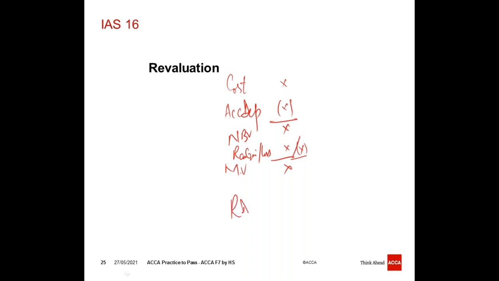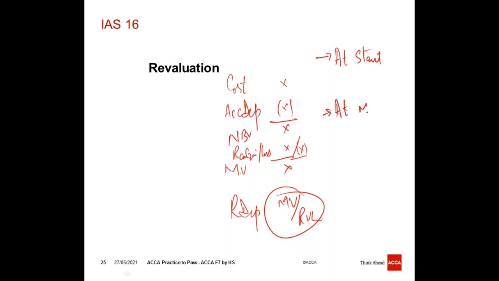Then the revised depreciation will be based on this market value divided by remaining useful life. So first you need to see at what point of time the company has done the revaluation. There might be a case where the company is going to revalue the asset at the start of the year, at the mid of the year, or at the year end.